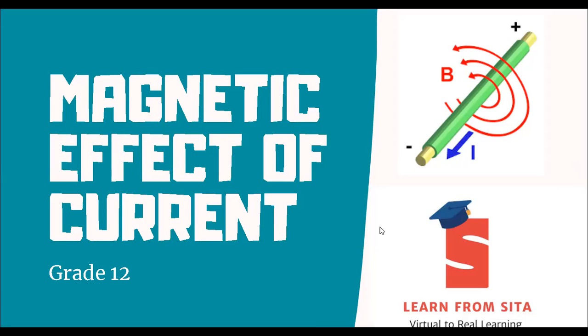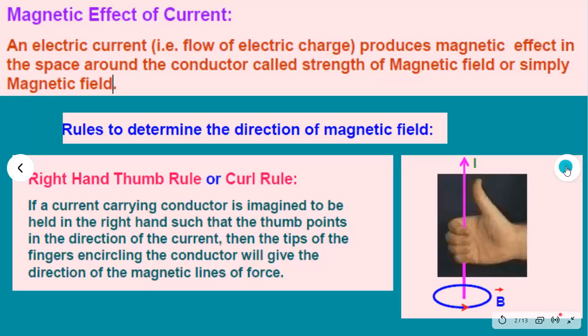The topic for today is magnetic effect of current. We all know when an electric current flows through a conductor, it produces a magnetic field. The direction of this magnetic field can be found using right hand thumb rule. That is, if you hold the thumb in the direction of the current, then the tips of the fingers encircling the conductor will give the direction of magnetic lines of force.